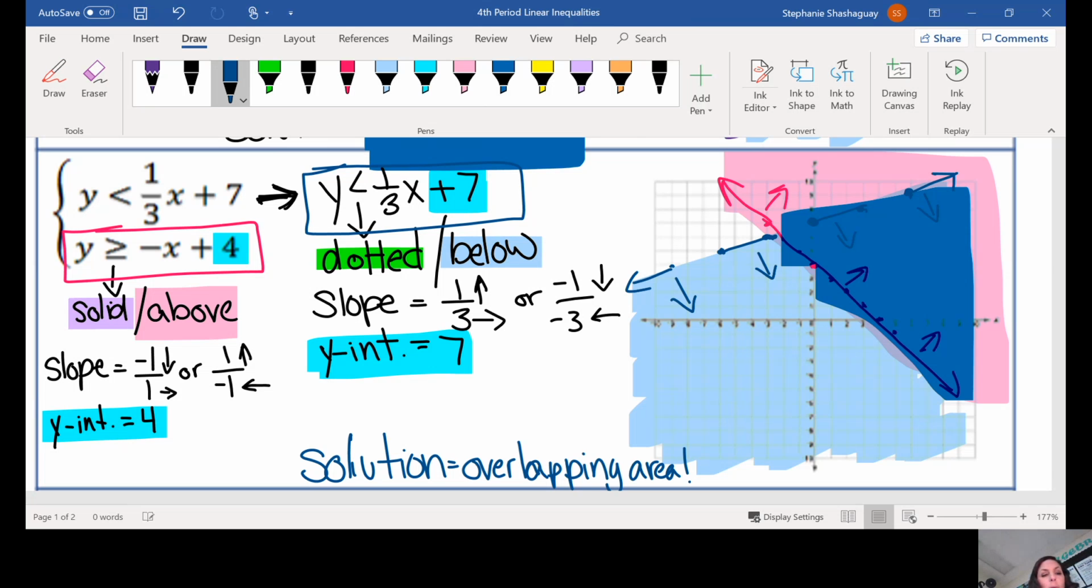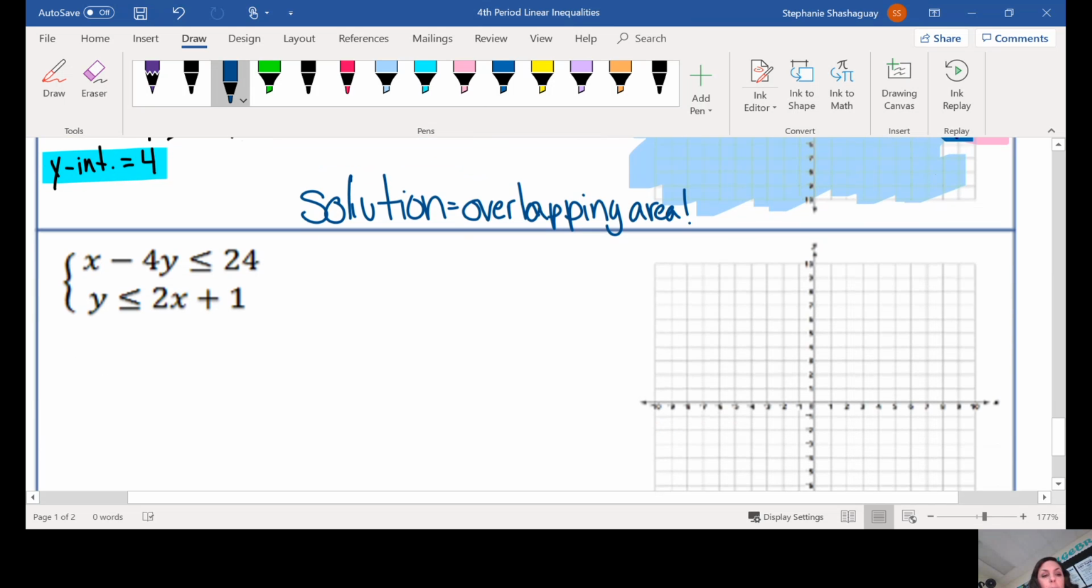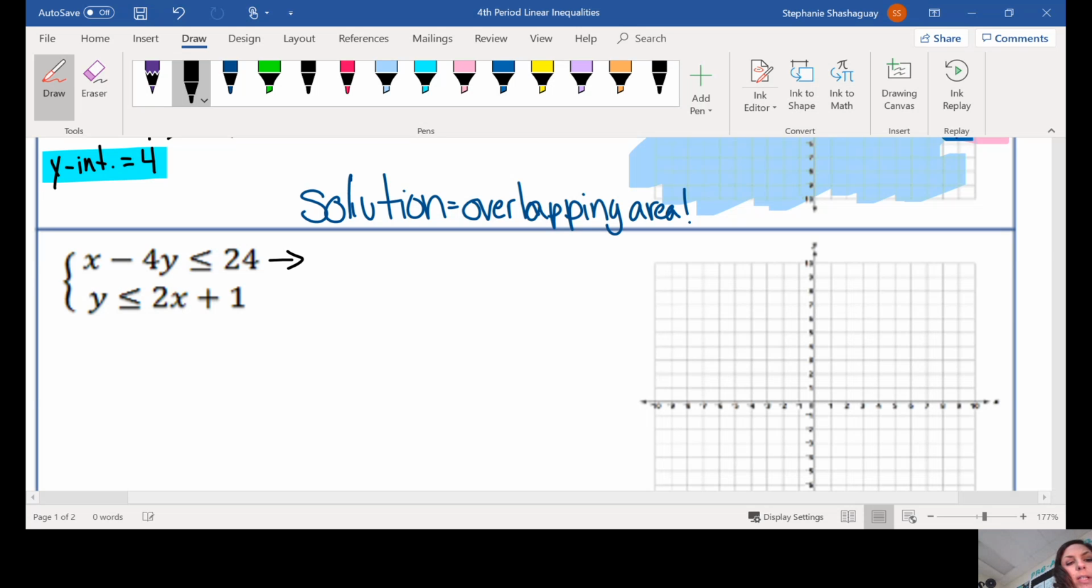Okay, we have one more example to go through, and I'm going to try to get through this really quick because I'm running out of time. So this first equation here was not given to us in slope-intercept form. So our first step is to rewrite it in slope-intercept form. To do that, I need to subtract x from both sides.